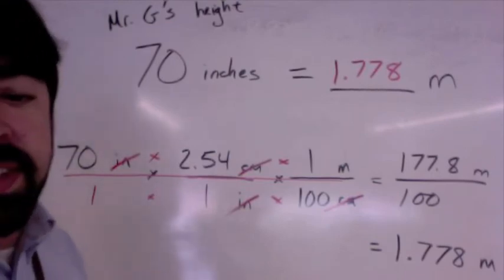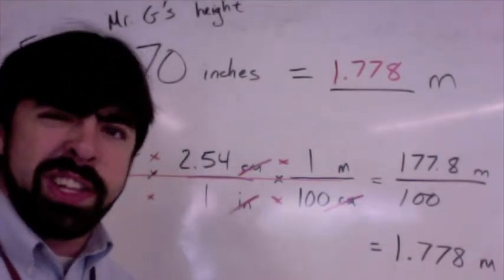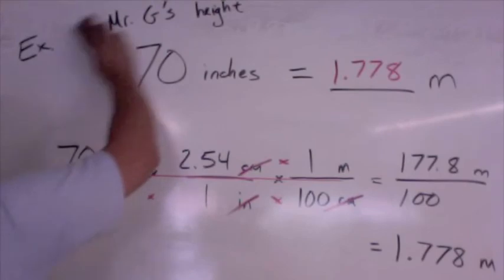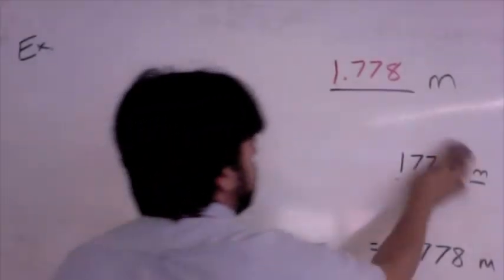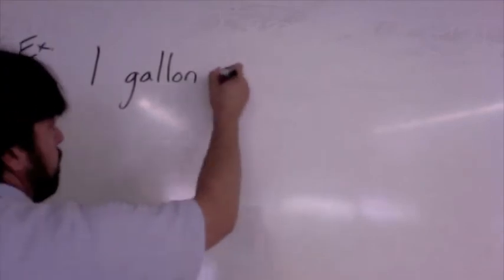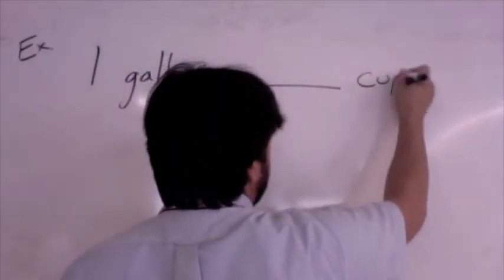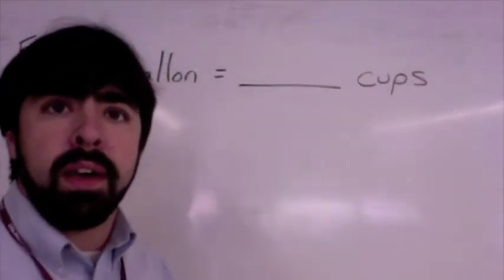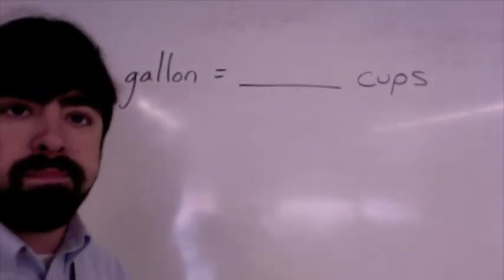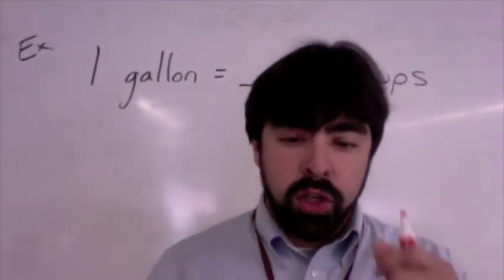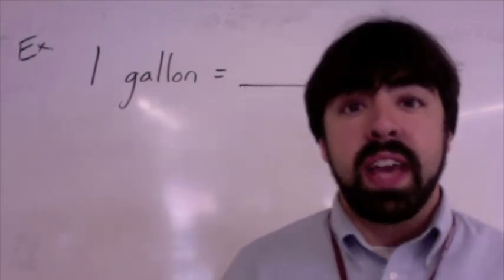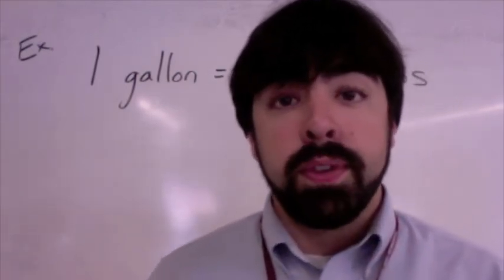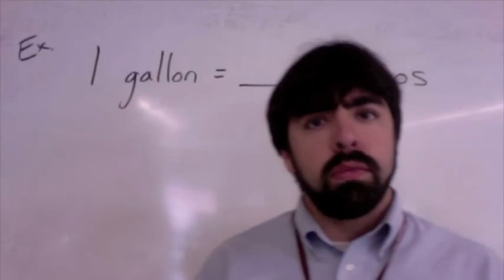All right, one last example using that conversion chain so everyone gets an idea of how to use it. If I have 1 gallon, how many cups do I have? Well, let's do a conversion chain. I'll tell you that for sure you know there are 4 quarts in a gallon and there are 4 cups in a quart. So let's make a conversion chain.